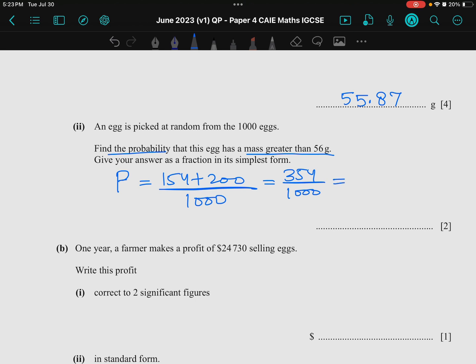So you can divide it by the table of 2. 2 5s are 10, 0, 0. 2 1s are 2, 2 7s are 14, 2 7s are 14. So it is 177 divided by 500. The simplest form. My answer.